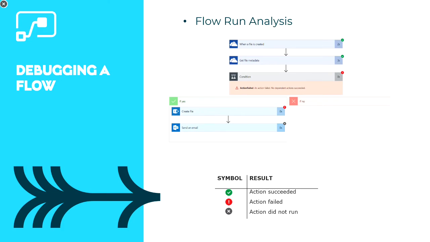And that will provide you with 3 different legend indicators. So you have a green tick, which tells you that the action was successful, and the triggers, so all steps were triggered successfully.